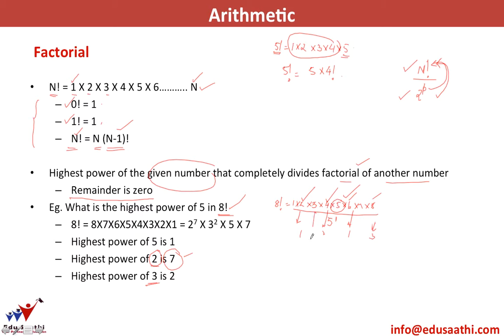Similarly, if I have to find out the highest power of 3, I'll combine all the multiples of 3. One is 3 alone, another one is 6. So this is 3 into 1, 3 into 2. There are two 3s that I have. The highest power of 3 would come out to be 2.